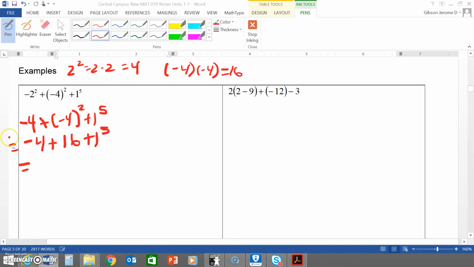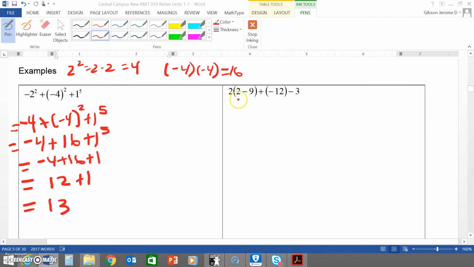So this will give us -4 plus 16, and then 1 to the 5th power is just 1. It's just 1 multiplied by itself 5 times. So now we will combine them. We have -4 plus 16. They have opposite signs. So remember, this would be the same thing as 16 minus 4 is 12. And since the 16 is positive, we'll keep the 12 positive. Plus 1. 12 plus 1 is 13, and that is your final answer.